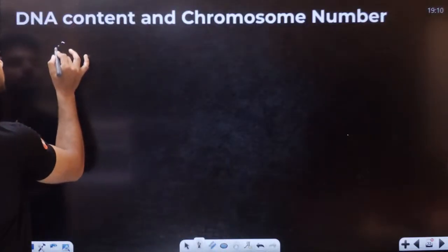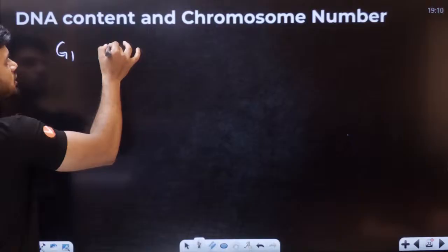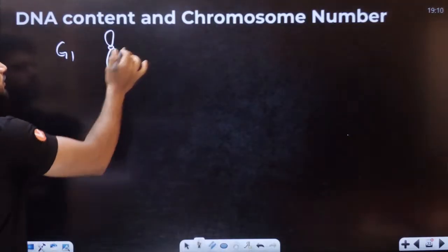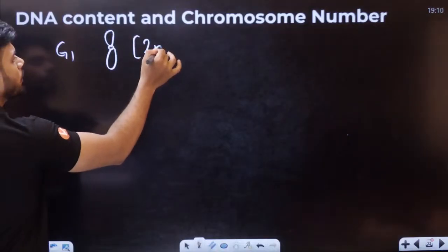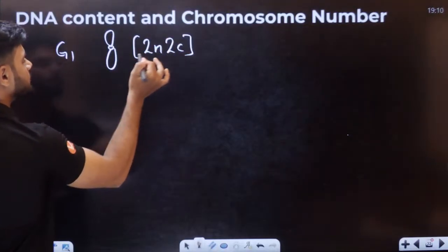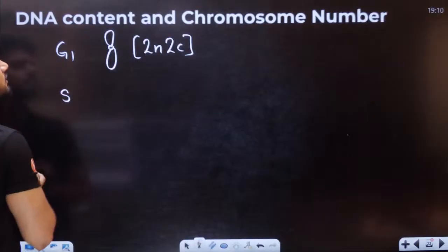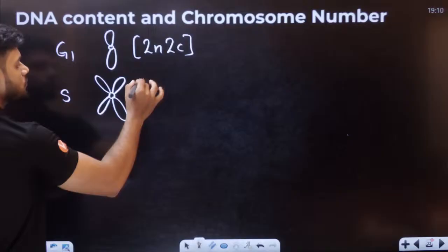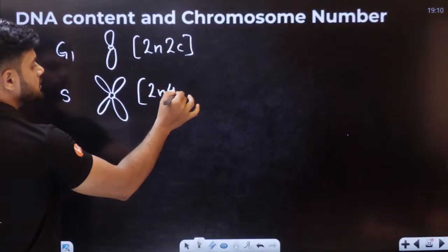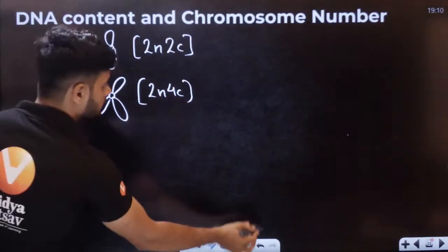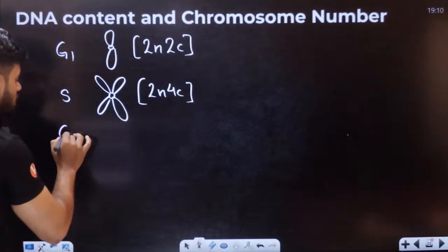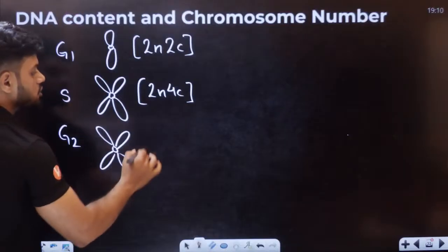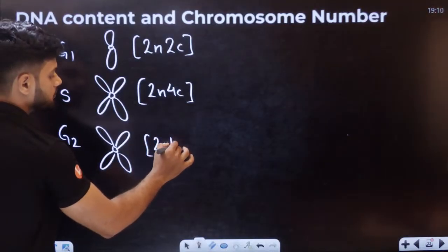Now first, what do we have? G1. In G1, this is how the chromosome looks like. One chromatid. Here the DNA content is 2C in the starting. Now, in the S phase, there is DNA replication. So we end up getting 2N and 4C here. In G2, there is no change. We end up getting 2N and 4C.